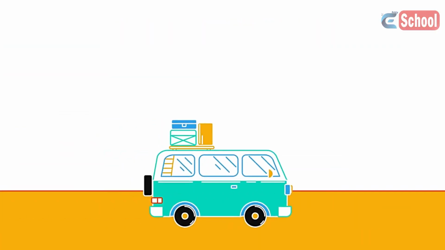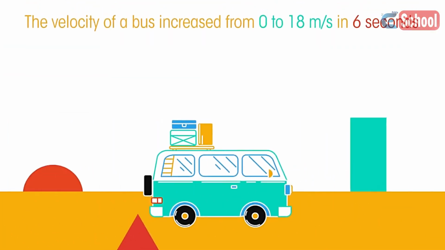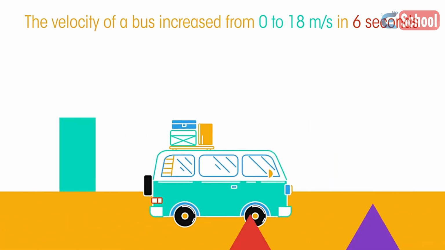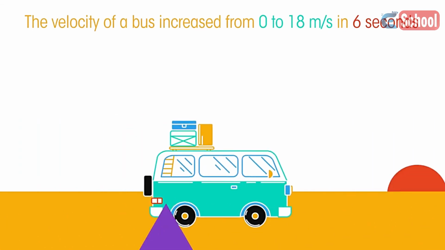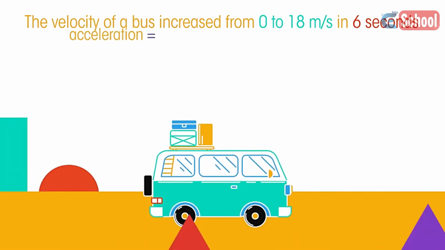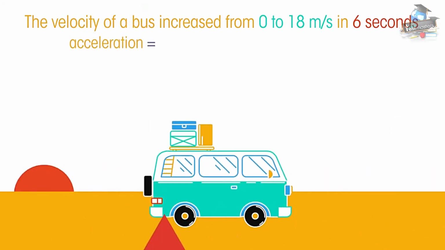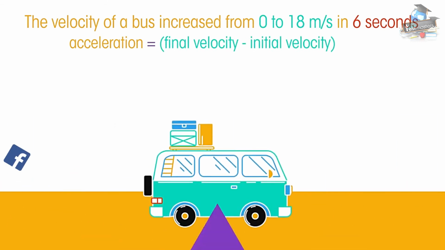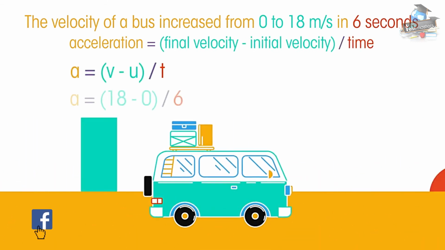Let's try an example. The velocity of a bus increased from 0 to 18 meters per second in 6 seconds. Calculate its acceleration. So acceleration equals final velocity minus initial velocity over time.